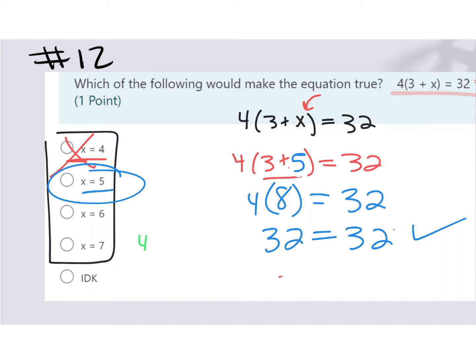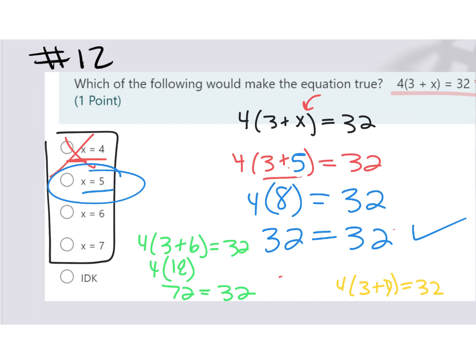Just to show you that, 4 times 3 plus 6 equals 32. Here we get 18. 18 times 4 gives us 72, which is not 32. And then the last one, you've got 4 parentheses 3 plus 7 equals 32. So 3 times 7 is 21, and then 21 times 4 gives us 84, which again is not 32. So none of these at the bottom work, only 5 will work here.